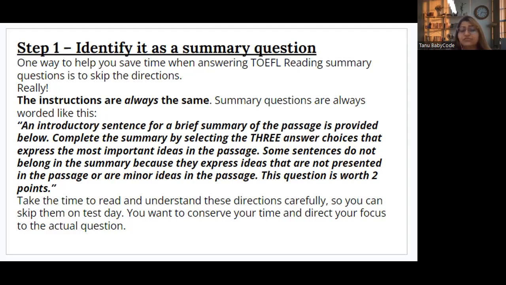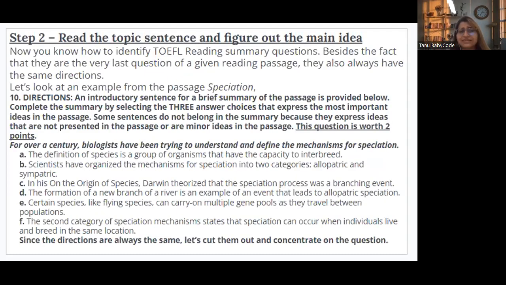So take the time to read and understand these directions carefully if you haven't, so you can skip them on the test day. If you already know about these directions before, you can skip them on the test day. You want to conserve your time and direct your focus to the actual question, right? Now, the second step is to read the topic sentence and figure out the main idea.